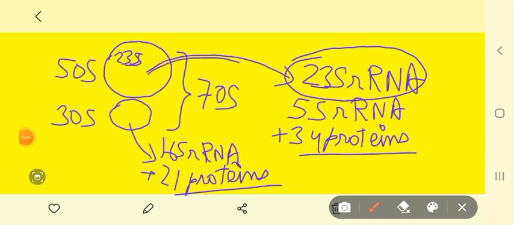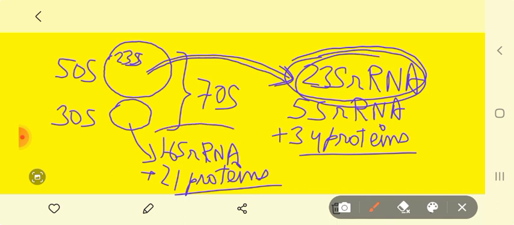As I have mentioned about the 23S rRNA, it is the main site for the peptidyl transferase, which is involved in peptide bond formation between the tRNA in the P site and the tRNA in the A site. So within the 23S rRNA, the peptidyl transferase center is present.